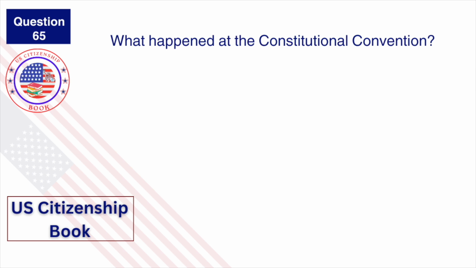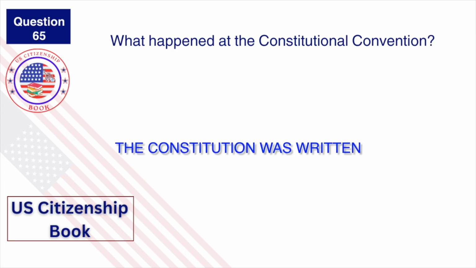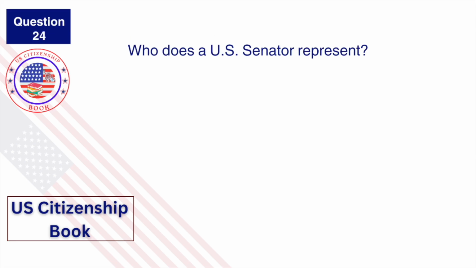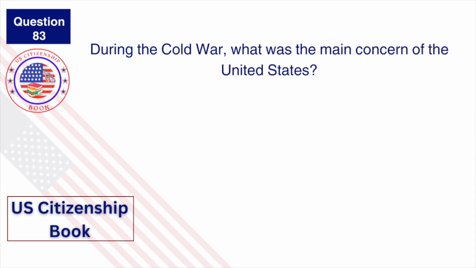What happened at the Constitutional Convention? The Constitution was written. Who does a U.S. Senator represent? All people of the state. During the Cold War, what was the main concern of the United States? Communism.